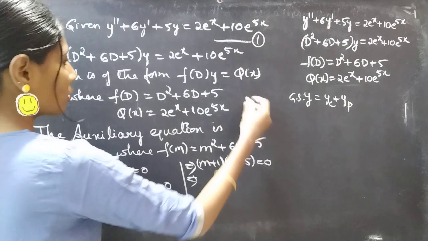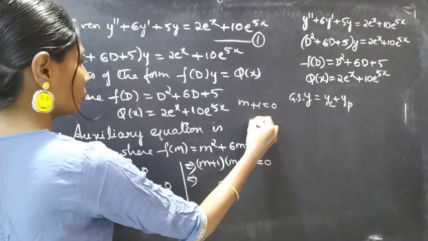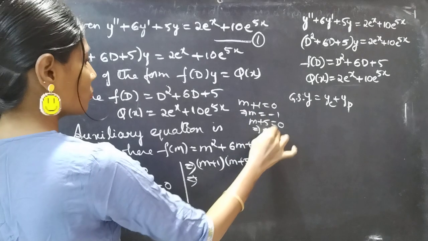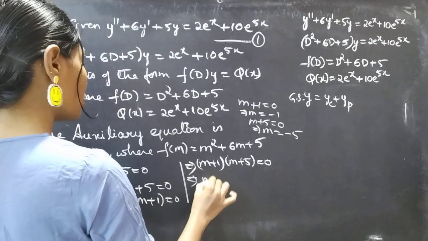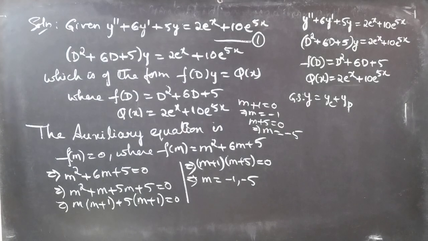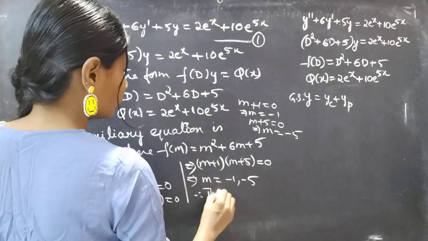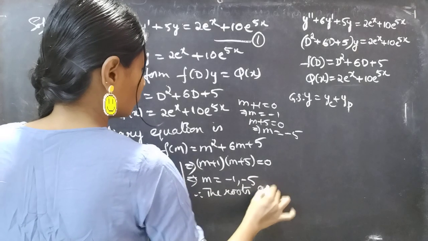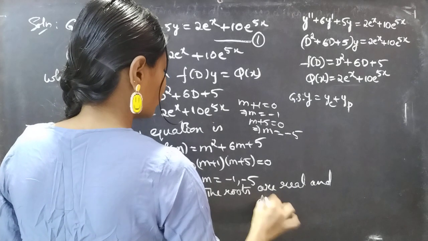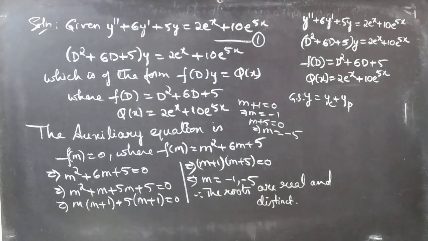Now, equate each factor to 0. You'll get, when m plus 1 equal to 0, m equal to minus 1. When m plus 5 equal to 0, m equal to minus 5. Therefore, the roots are real and distinct. That is, minus 1, minus 5 are real and distinct roots to this auxiliary equation. Now with the help of these roots, we'll find the complementary function.